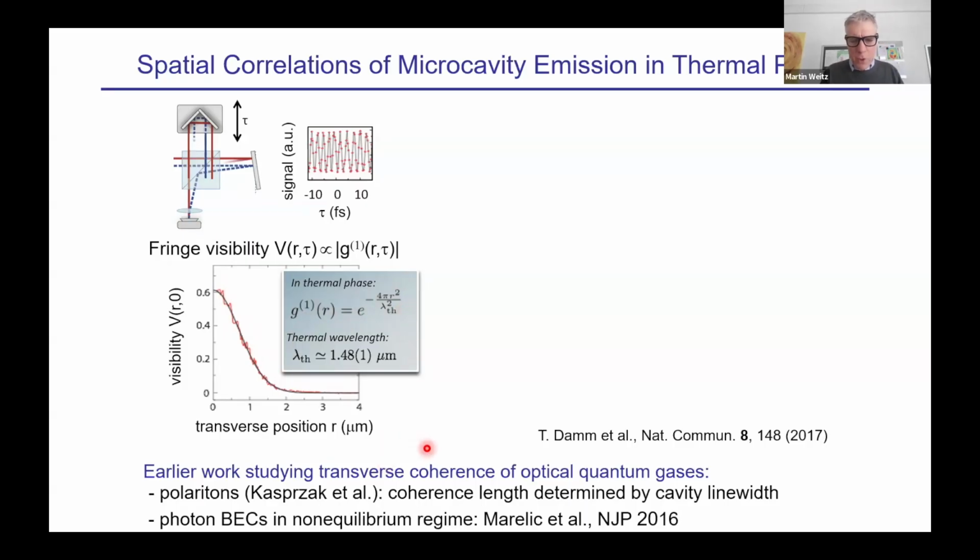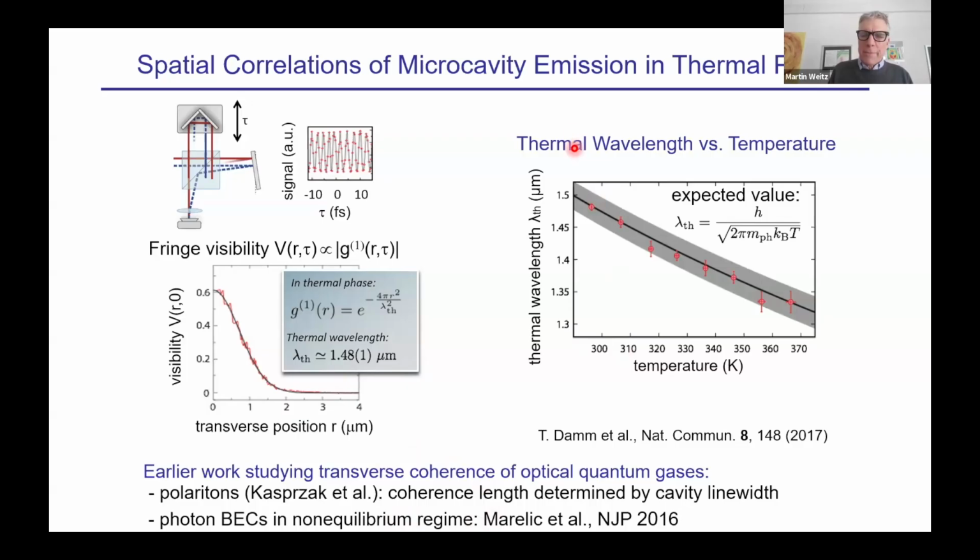This builds upon earlier work studying the transverse coherence lengths in optical quantum gases, first for polaritons, where the coherence length is determined by the cavity linewidth, and then by the group of Robert Nyman, who studied such photon BECs in a non-equilibrium regime. And here on the right-hand side, you see the variation of the thermal wavelength with temperature, which scales as expected. So basically, as we increase the temperature of the apparatus, the thermal wavelength decreases, becomes shorter.